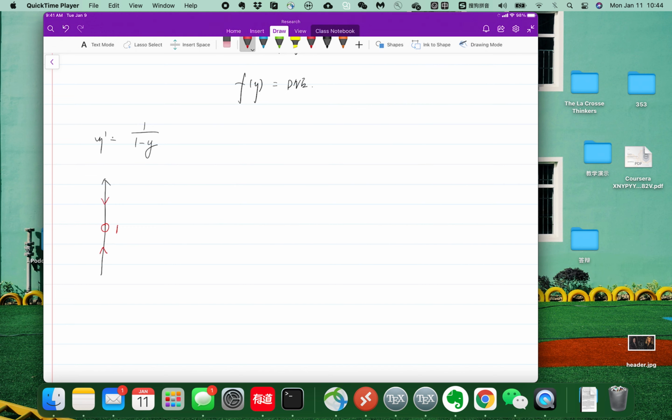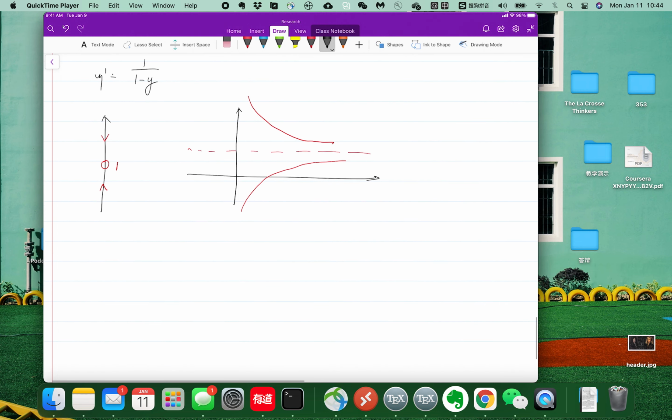Just be careful, you don't have equilibrium solutions here, even though your function changes sign. That also means that when you draw the solution, before, you would definitely have a solution looking like this, and a solution looking like this. But now you just don't have this equilibrium solution in the middle. All right. That's what we have.